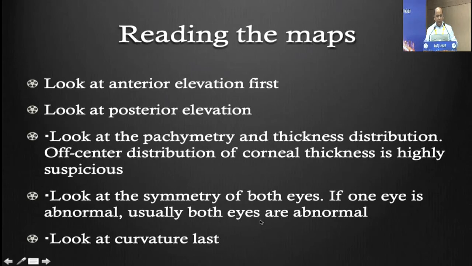After these three, we have to look at the symmetry of both the eyes, how the distribution is. If the superior inferior symmetry is more or less the same, fine, but if the two eyes show different superior inferior symmetry, then again it is a suspicious case.